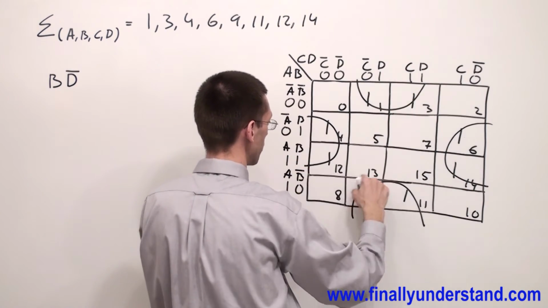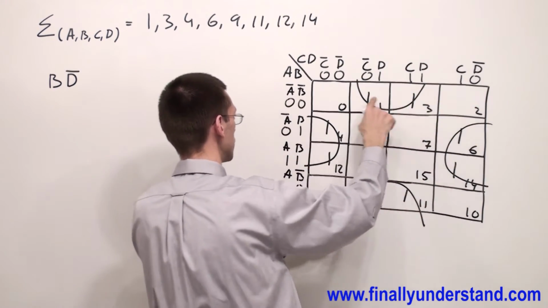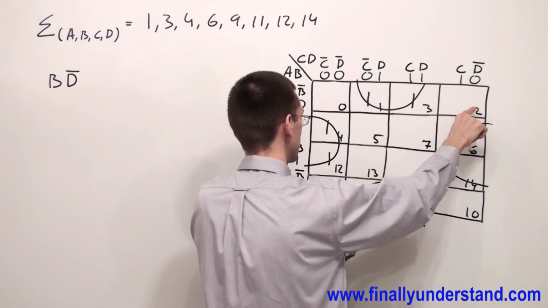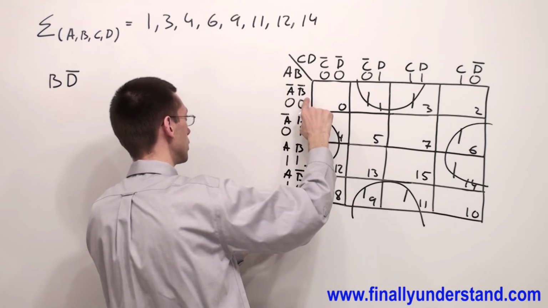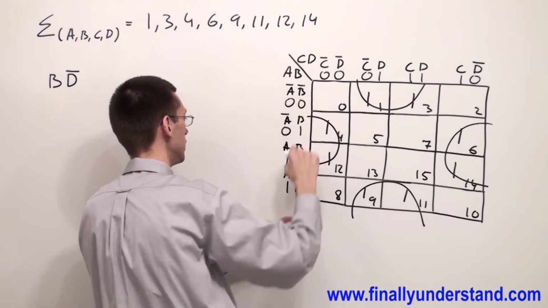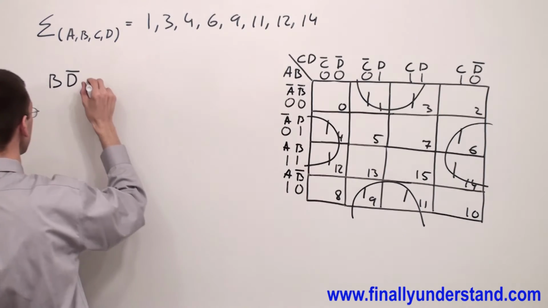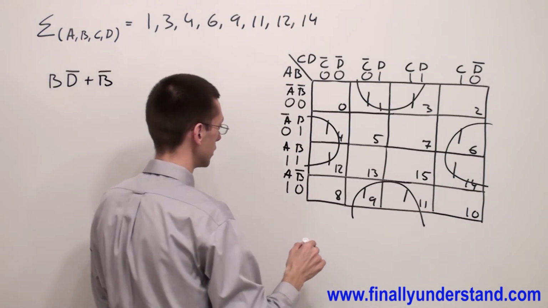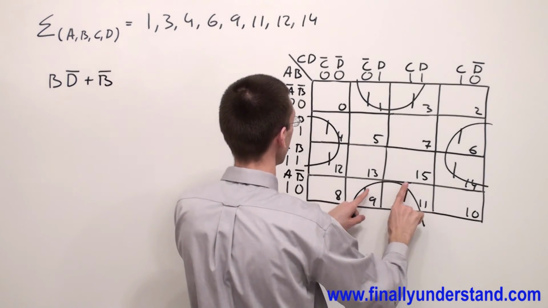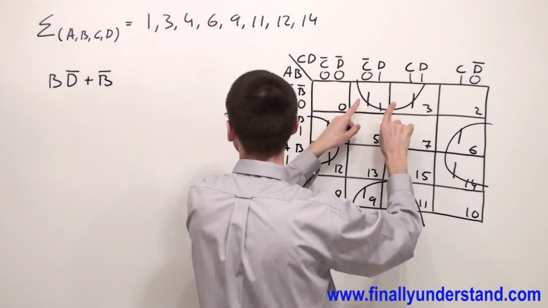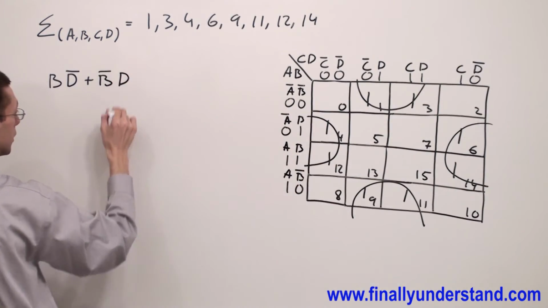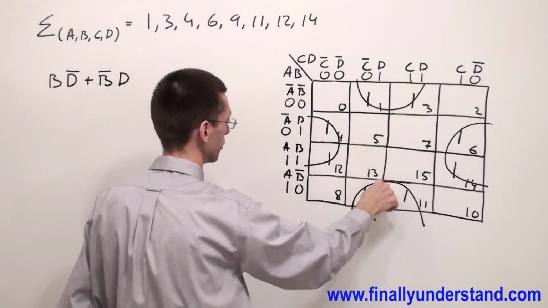This group is placed in 2 rows and 2 columns. At the side of these 2 rows, the common variable is b naught. And the common variable for these 2 columns is d. I'm finished with the second group.